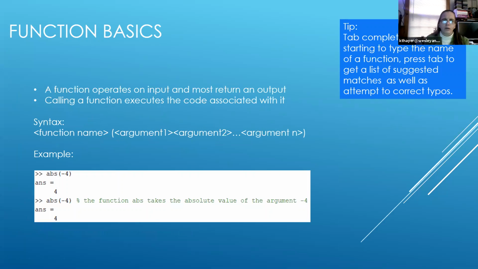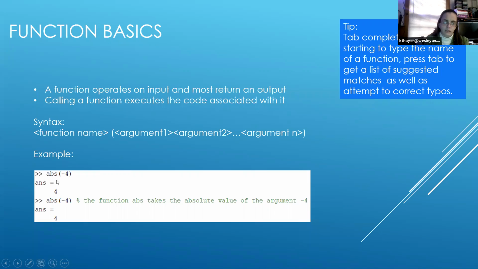So let's talk about basics of functions. So a function operates on input, and most are going to return an output. We can call a function and it's going to execute the code associated with it. So for example, we have a function name and then we give it the argument. So as you can see, this is looking a little bit like operators. So here is the absolute value function.